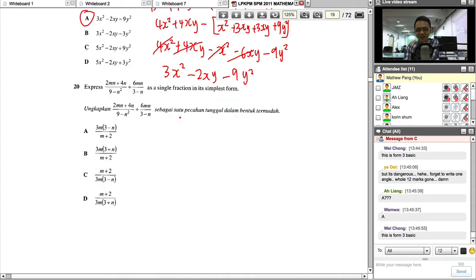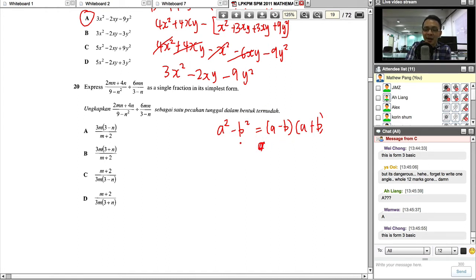Yes. This is from Form 3 basic. So this one, I only want to mention something, which is this thing. When you see both are square numbers, you must always link to this one, where it equals A minus B, A plus B. Okay, when both over here are squares and you have a minus, it will always become like this.